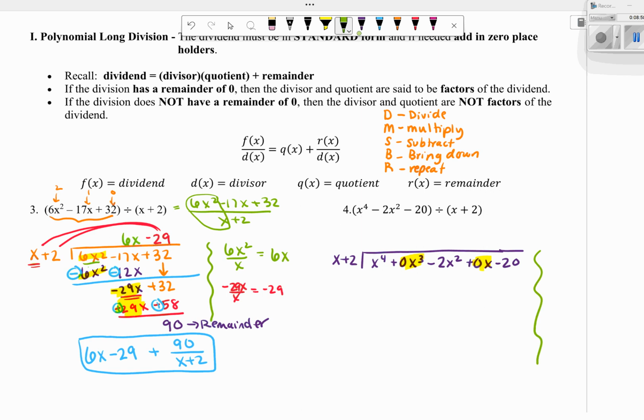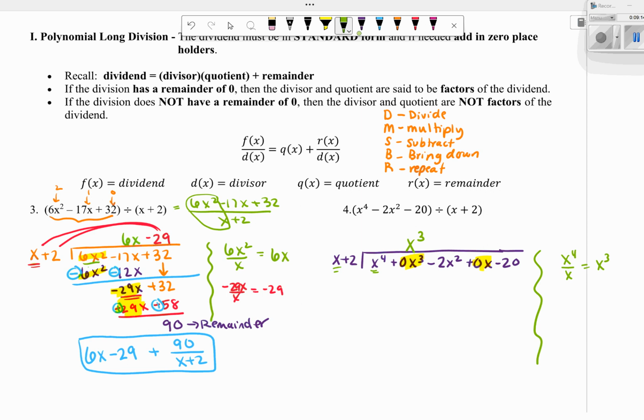Repeat. First one's to divide. So we divide those first terms. So the x to the 4th over the x, which gives us x cubed. So since we get x cubed, that is a cubic term. So that's going to get lined up with our cubic terms.